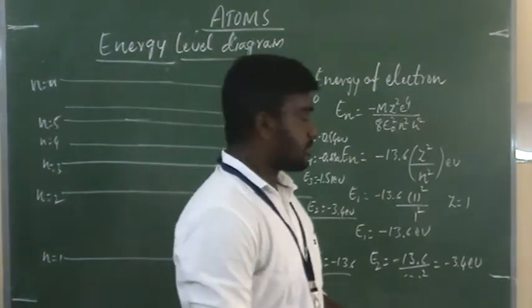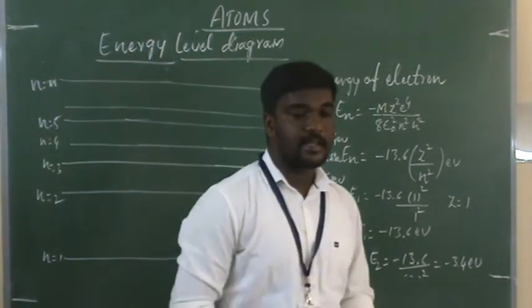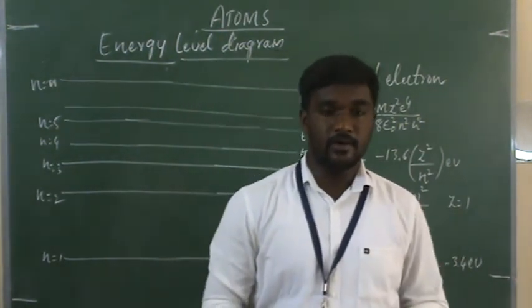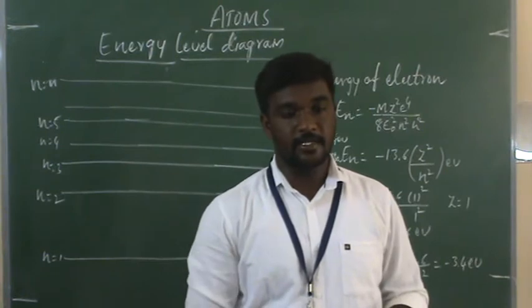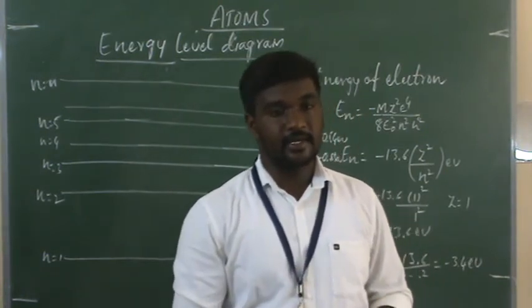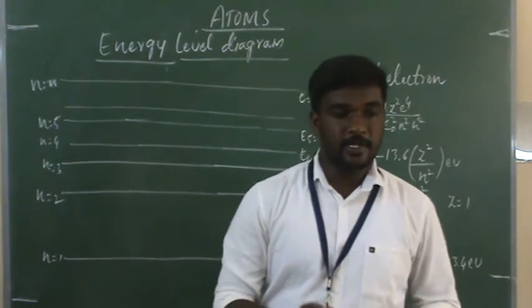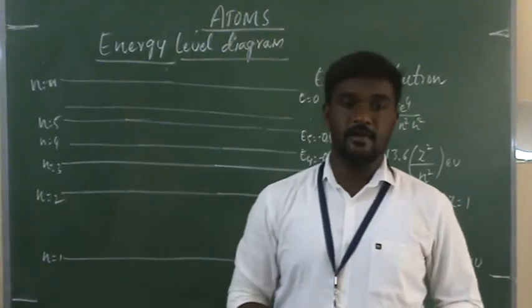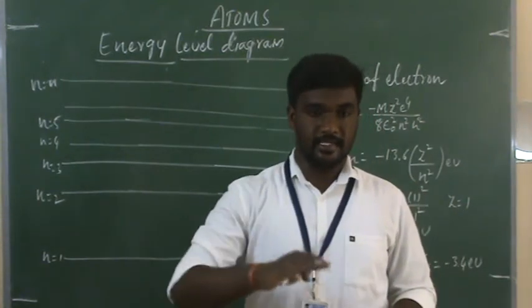Okay, listen. By using the energy level diagram, the electron is revolving around the nucleus in different orbits. When the electron is in the lower energy state, that is said to be the ground state. When energy is supplied to the electron, the electron is excited.